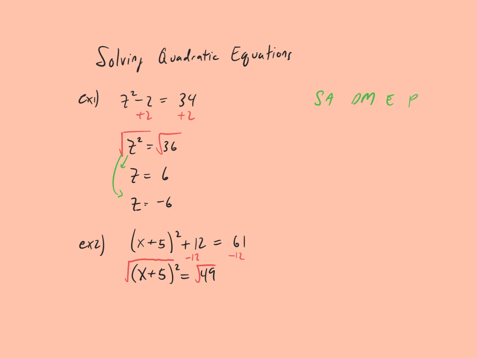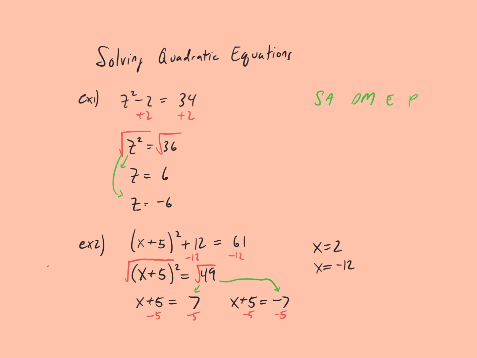And so on the left side, that just cancels. We get x plus 5. But on the right side, that's the square root of 49. So again, what number times itself is 49? Well, 7 times 7 is 49. But also, negative 7 times negative 7 is 49. So this is that splitting idea again. Writing two equations, and then continuing to solve those two equations. So minus 5, minus 5, minus 5, minus 5. So we find out that x could be 2, or x could be negative 12.